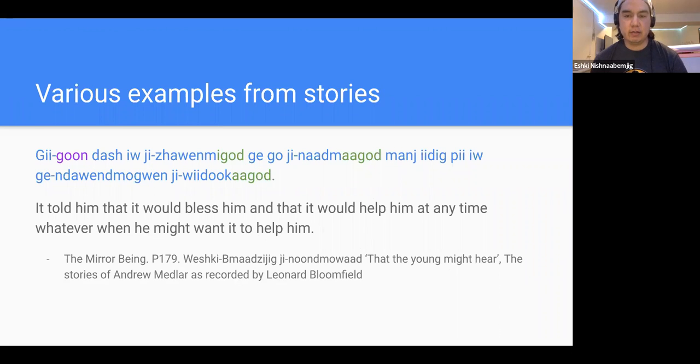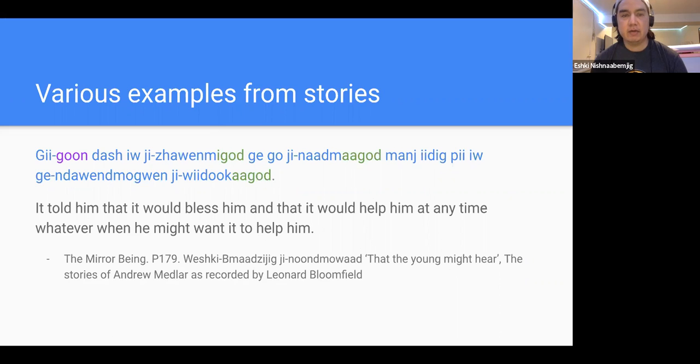So this is from the story, the mirror being. It's talking about a mirror that told him. So he told him, Gigun, that it would bless him. Jijuen magut. So the igut ending, the B form of the obviated person acting on the main character. Ge janata magut. So the B form to help, the obviated person is going to help him, the main character, janata magut.